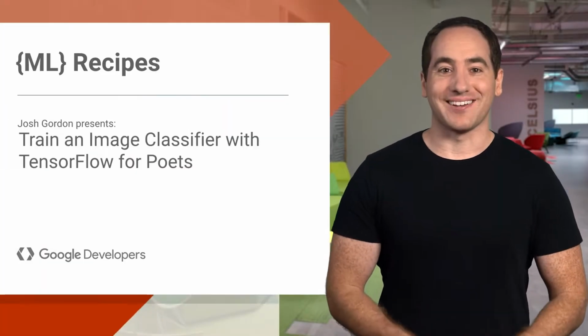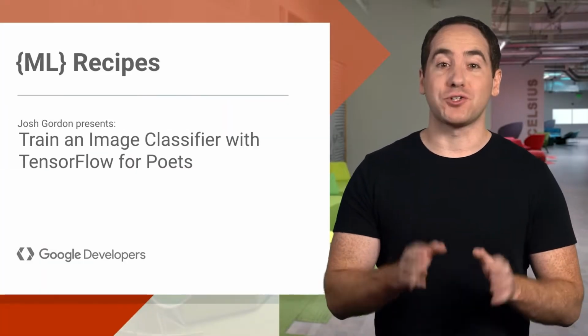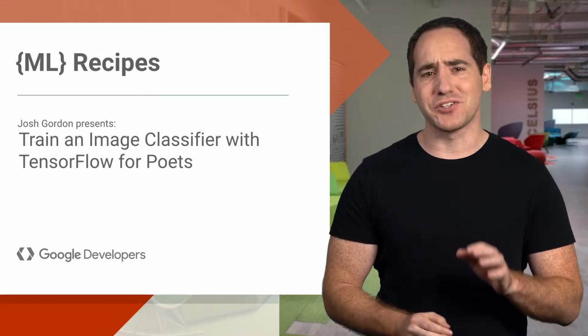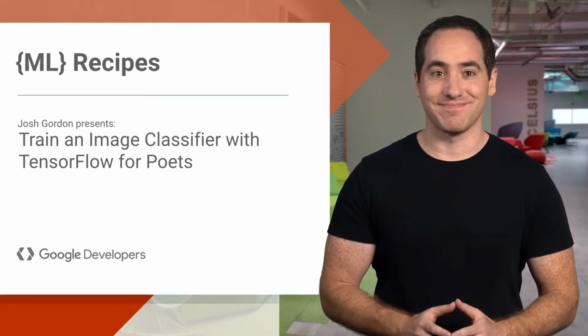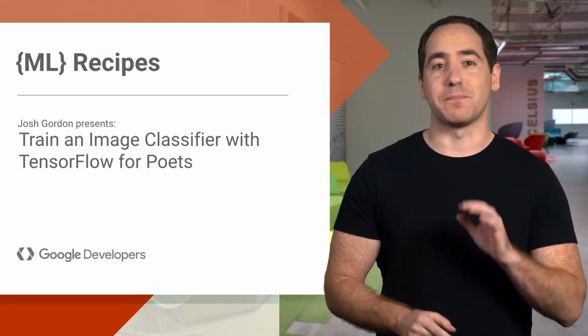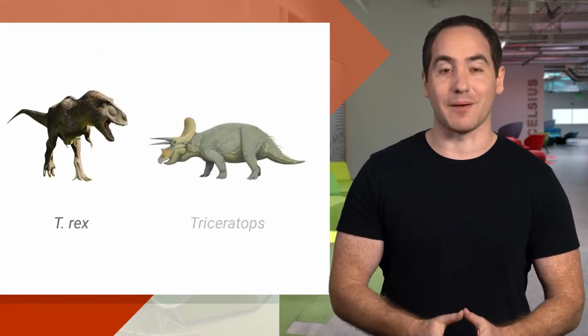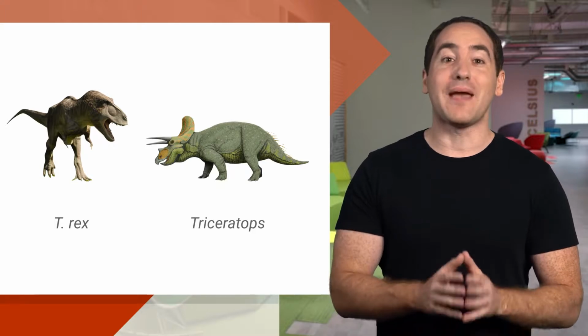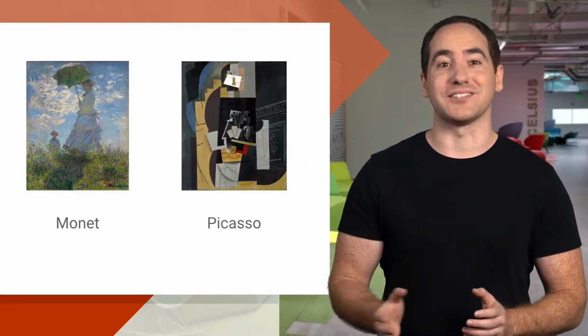Hey everyone, welcome back. In this episode, I'll show you how to train your own image classifier, starting from just a directory of images. For example, say you want to build a classifier that can tell the difference between a picture of a T-Rex and a Triceratops. Or maybe you want to classify a painting as being a Monet or a Picasso.